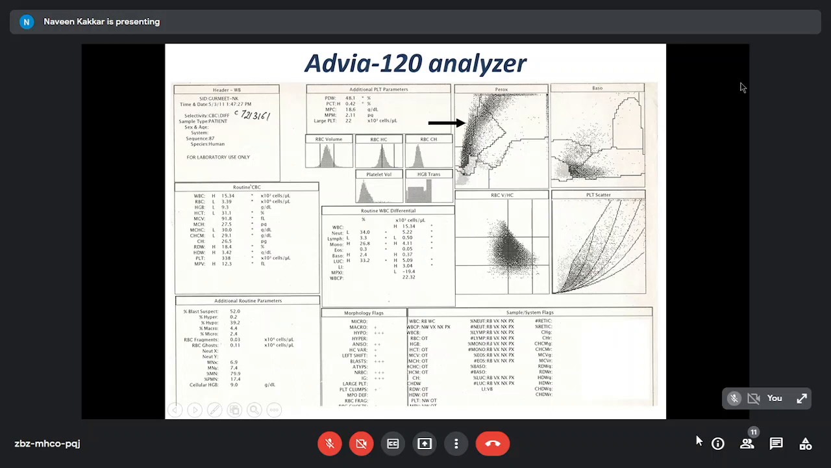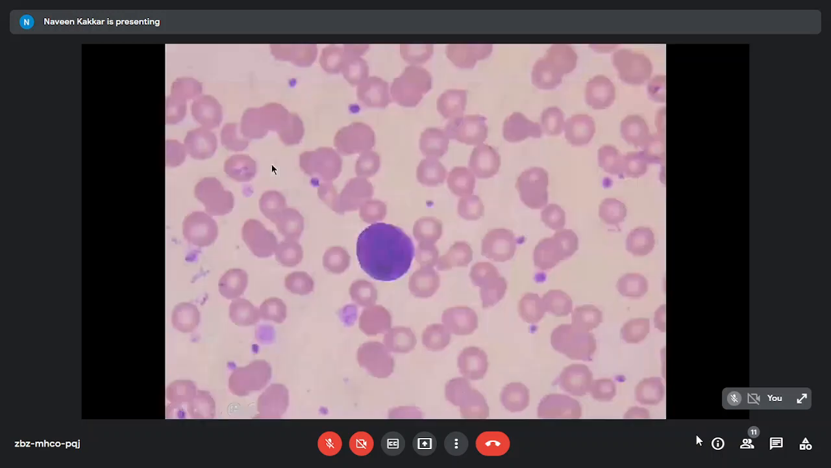So if I look at the histogram or the scatter plot here, I feel there are blasts coming up in this patient. And we know MPNs can transform to acute leukemias. But the smear showed something else.